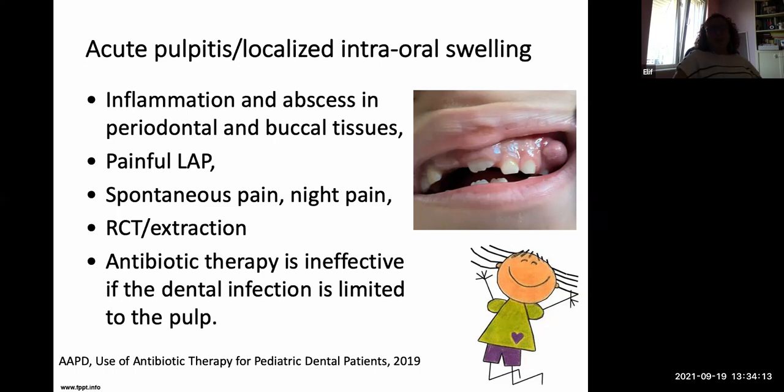Especially, one important thing is antibiotic therapy is ineffective if the dental pulp is infected. I mean, if the dental infection is limited to the dental pulp, mostly systemic antibiotic therapy would be ineffective in these patients.